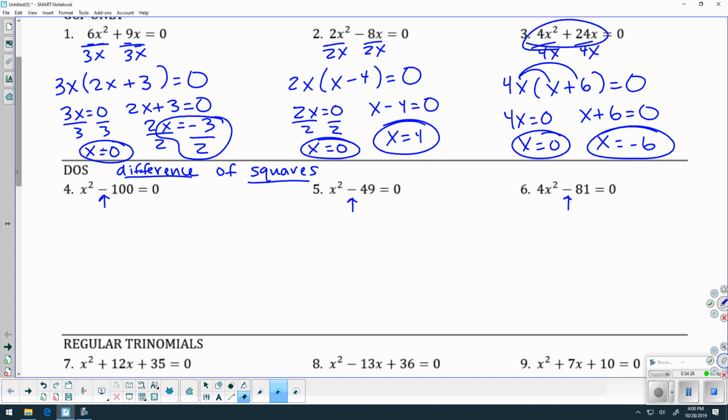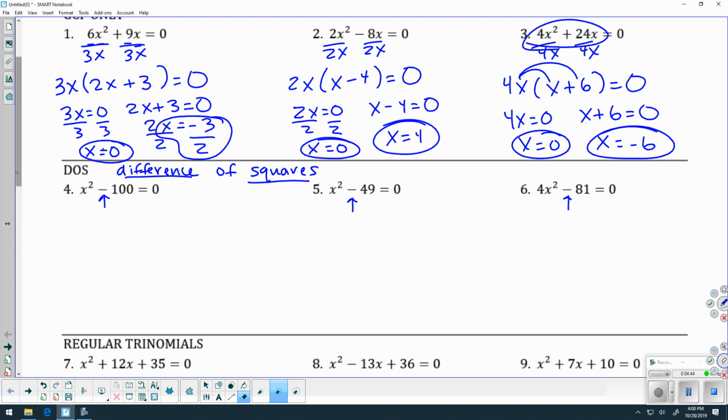So what are squares? I'm talking about perfect squares. Like x squared is a perfect square, 100 is a perfect square. X squared is a perfect square, 49 is a perfect square. 4x squared is a perfect square, so is 81. So how a difference of squares factors every single time, again, these are relatively simple.